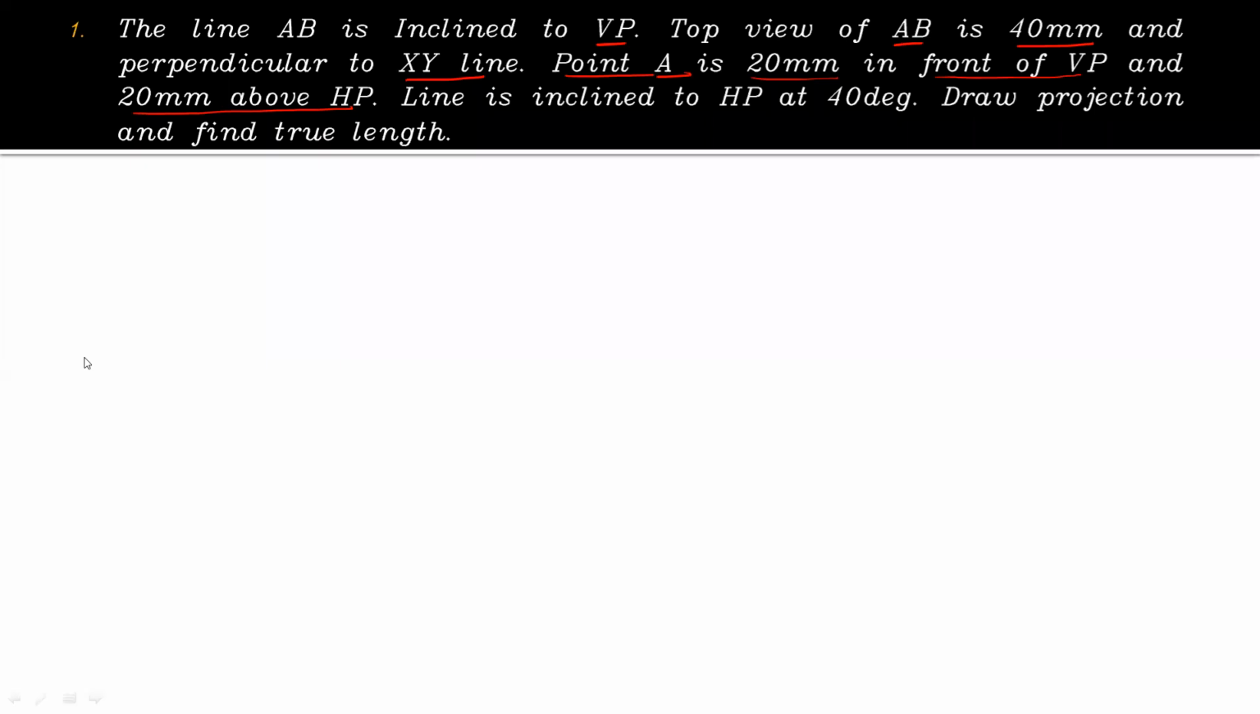So the line AB is inclined to VP. Top view of the line AB is 40 mm and perpendicular to XY line. So top view length is given. So you can note down the given information. So top view of line AB is equal to 40 mm. Then position of point A is given.